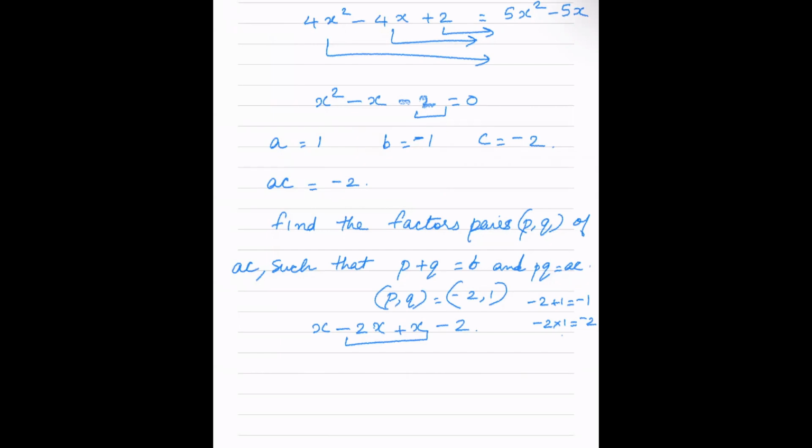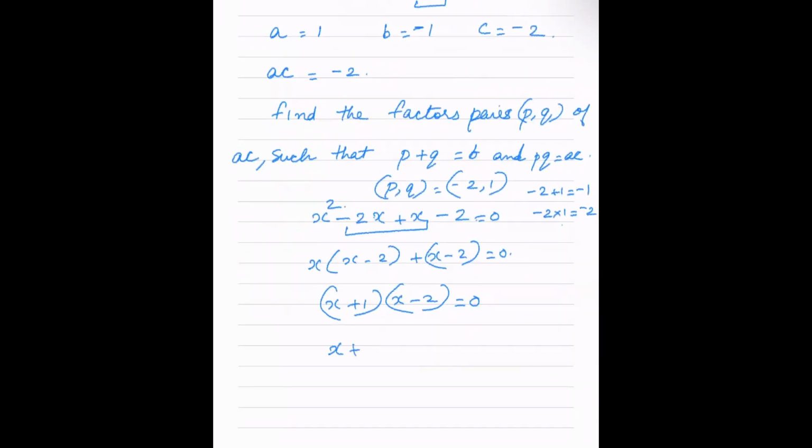So equal to 0. This is the x square term, by the way, not the x term. So if I take x out, I am getting x minus 2 plus x minus 2 equal to 0. So the factors are going to be x plus 1 into x minus 2 equal to 0. So how do you solve it? x plus 1 equal to 0 implies x is equal to minus 1. x minus 2 equal to 0 implies x is equal to 2. So these are the two values for x.